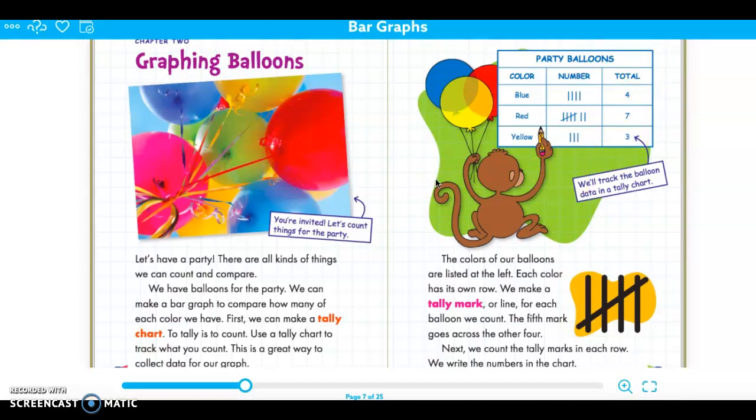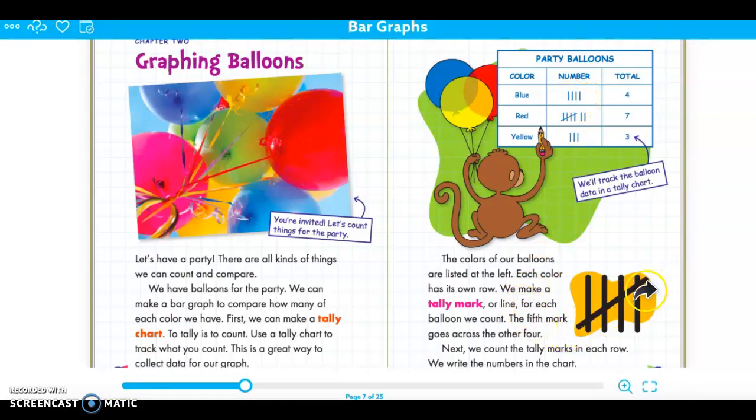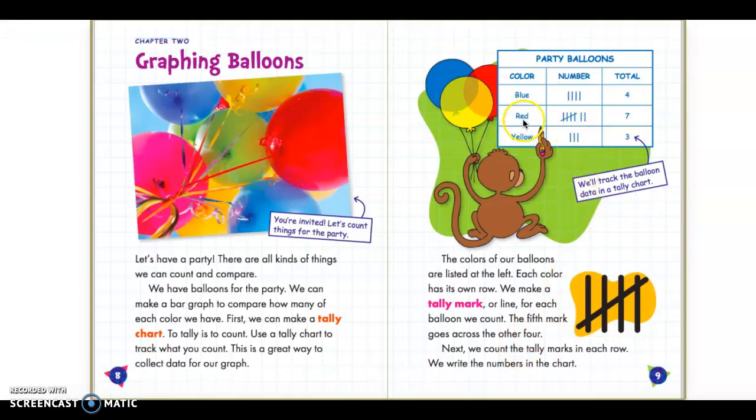Each color has its own row. We make a tally mark or line for each balloon we count. The fifth mark goes across the other four. Next, we count the tally marks in each row. We write the numbers in the chart. So let's look at this chart together.